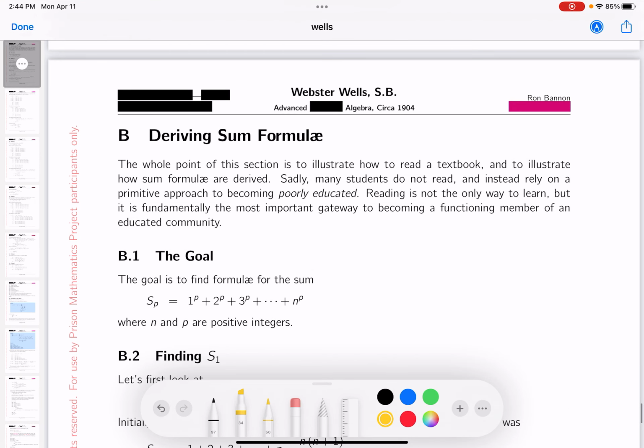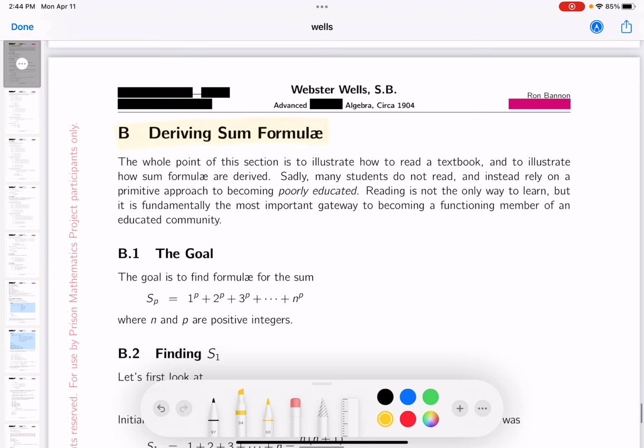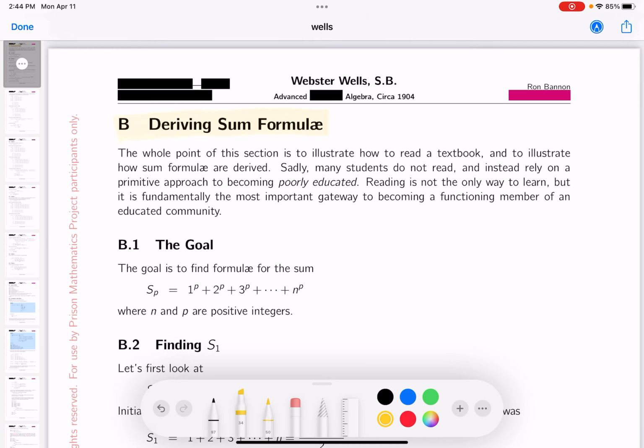Okay, deriving sum formula. The problem with this is there are many ways to do it, and this is just one thing we'd like you to look through. Something important about this section is that you write things for people to read. Textbooks are written not for problem sets, but to be read. I would really recommend you do that.